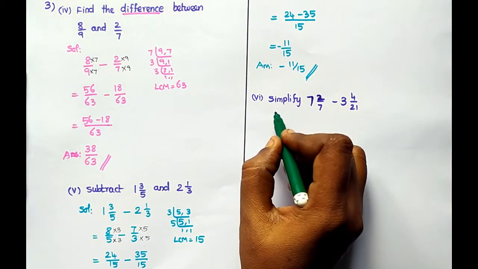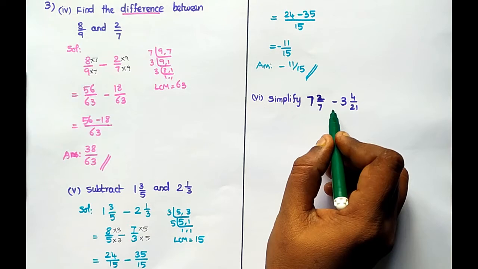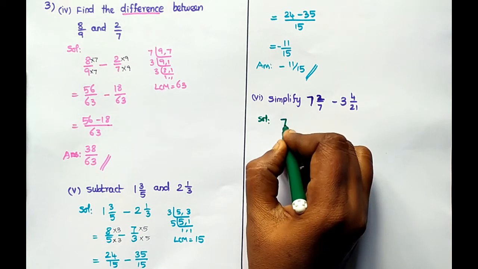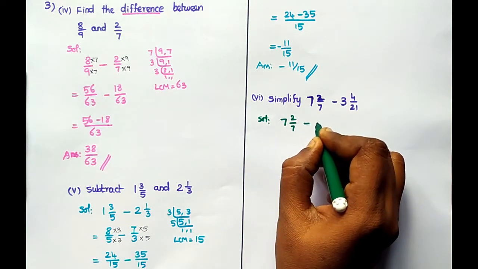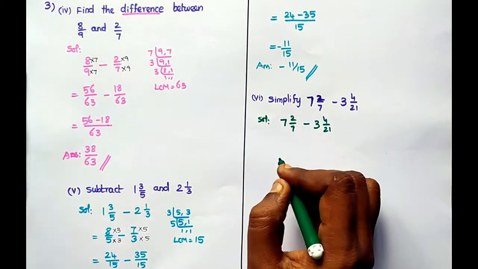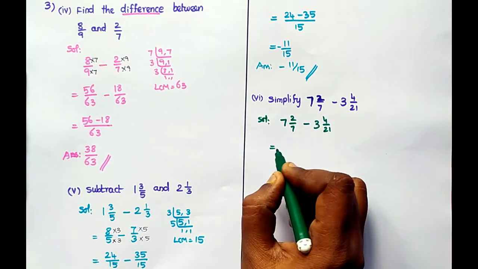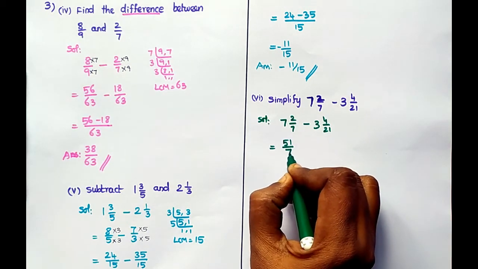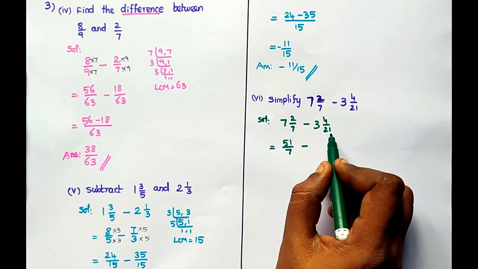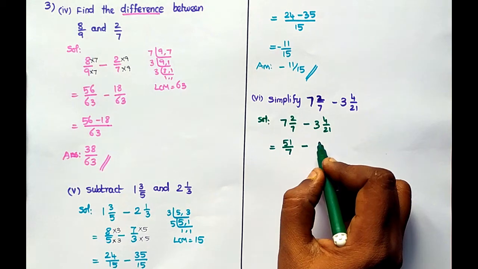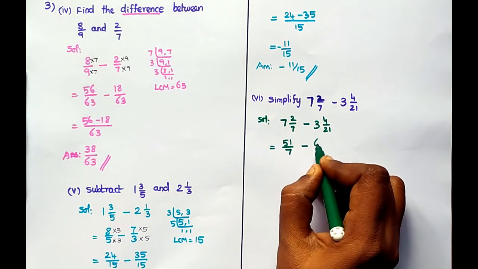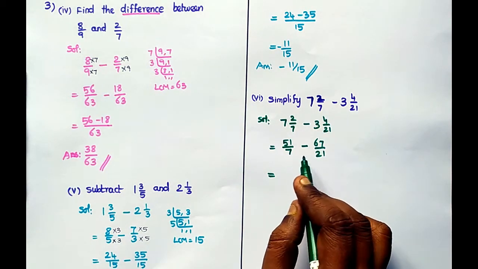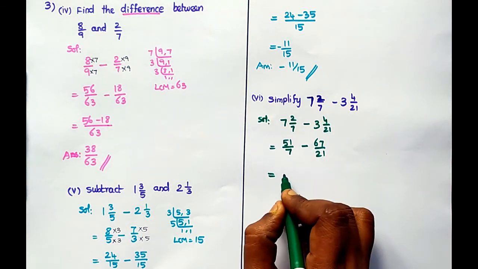Sixth subdivision, simplify 7 2 by 7 minus 3 4 by 21. Change into improper. 7 7s are 49 plus 2, 51 by 7, minus 3 21s are 63 plus 4, 67 divided by 21. Now take LCM for that. 7 and 21 means we get 21.